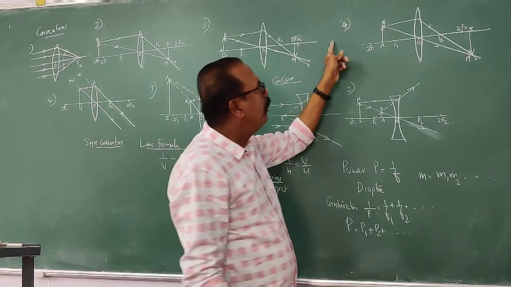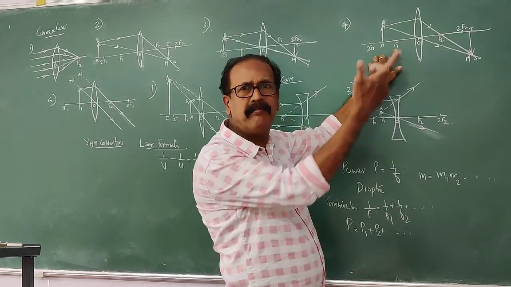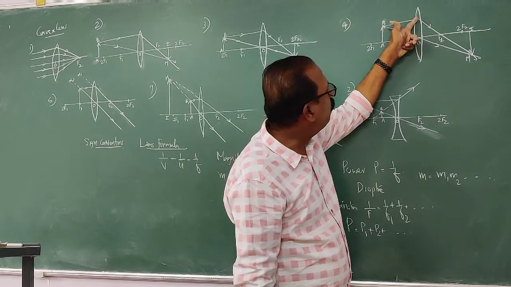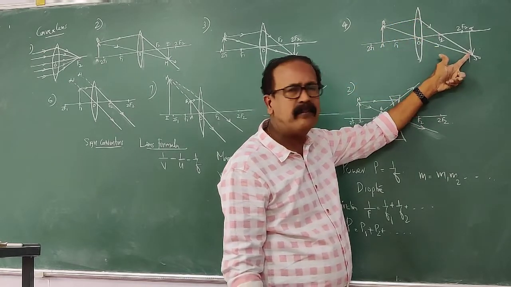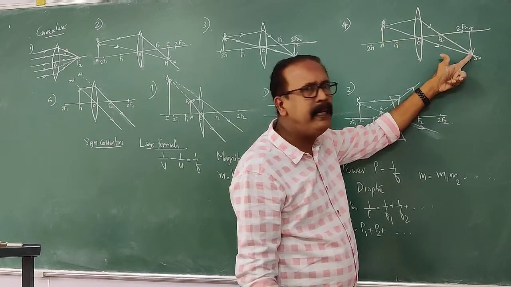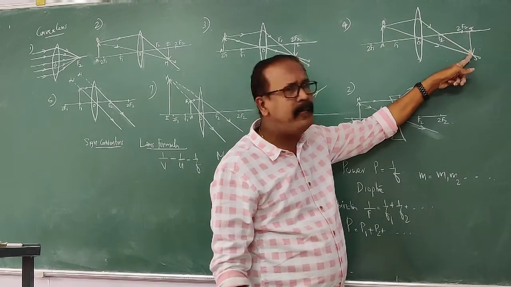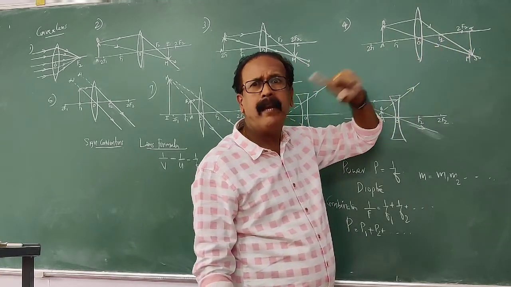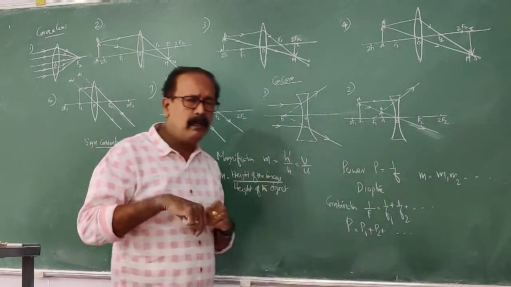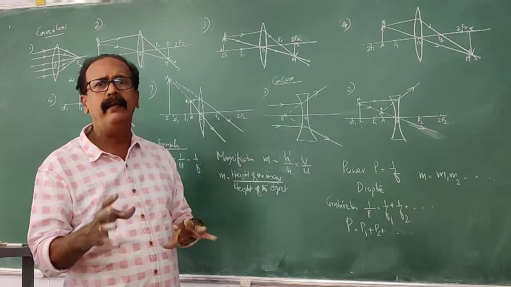Fourth, object between 2f1 and f1. There should be the image beyond 2f2. The one ray parallel to the principal axis, after refraction, passes through the focus on the other side. A ray passes through the optic center, passes straight. Where they meet corresponds to the head of the image, and you get an inverted image beyond 2f2, a magnified image. You have to draw it and learn. Study the property, draw it and learn.